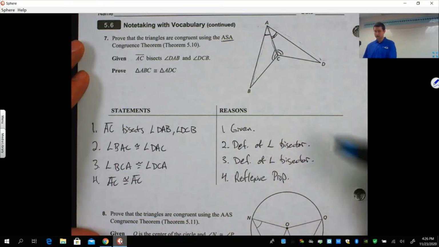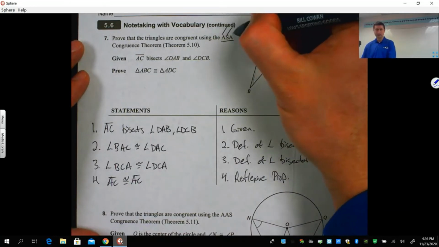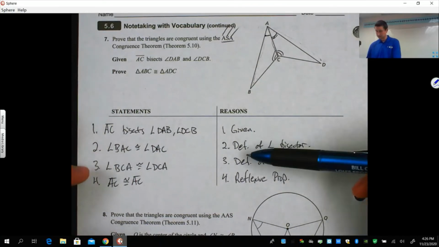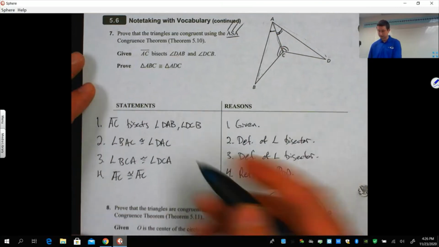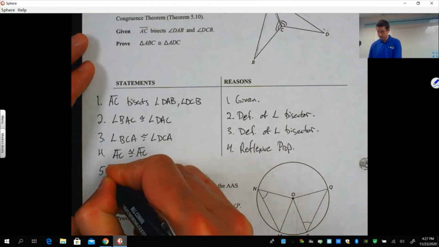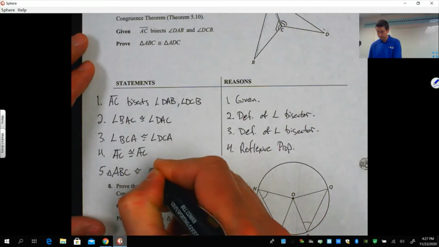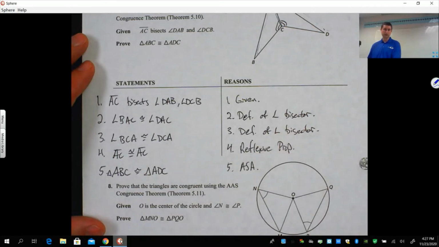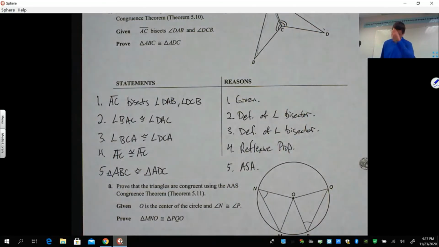And we have now shown the angle, the side, and the angle. Okay, step two was an angle, step three was an angle, four was an included side. So we can finish our proof. Triangle ABC is congruent to triangle ADC. And our reason is the angle-side-angle triangle congruence theorem.